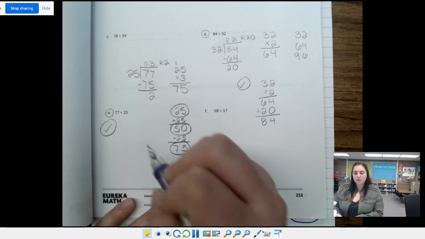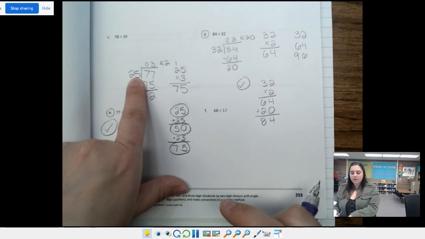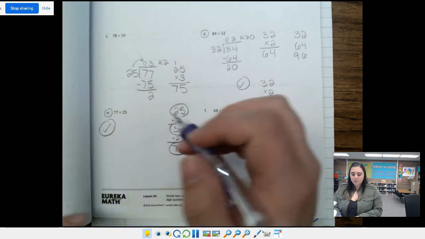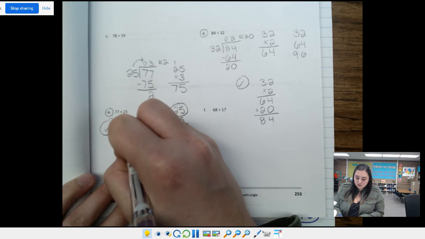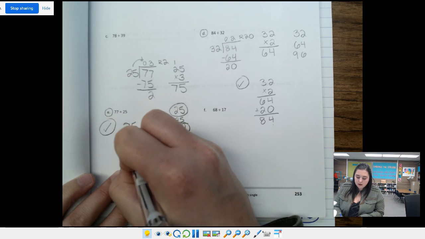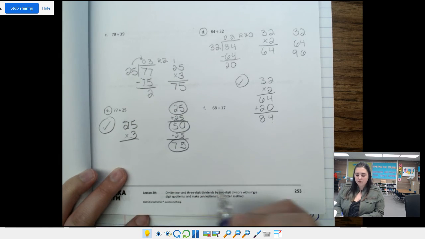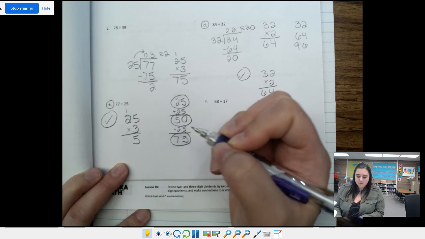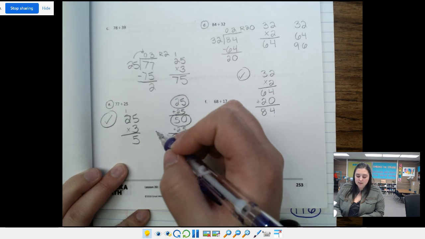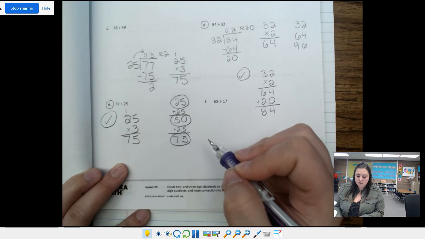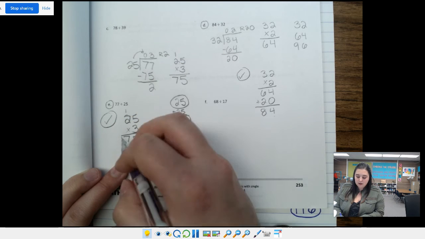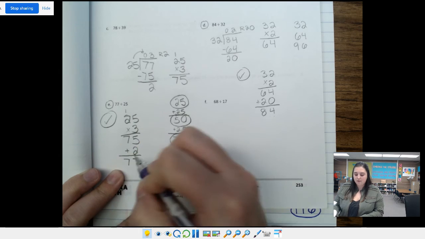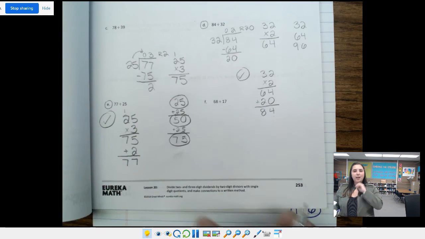Let's check our work. Do our rainbow, starting with 25 and going up and over, multiplying by, oops, that's not 2, multiplying by 3. 25 times 3, 3 times 5 is 15. 3 times 2 is 6, plus 1 is 7, and then add the remainder. 77. There we go. I know I got it right.